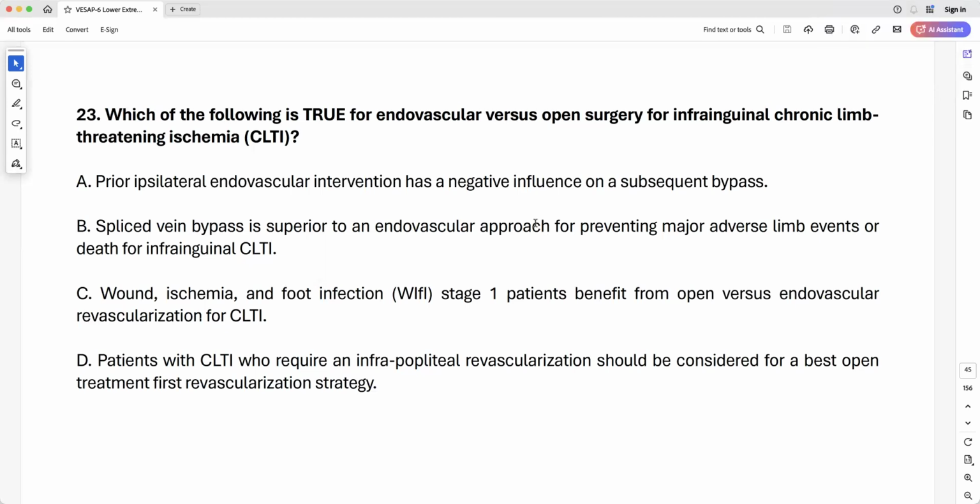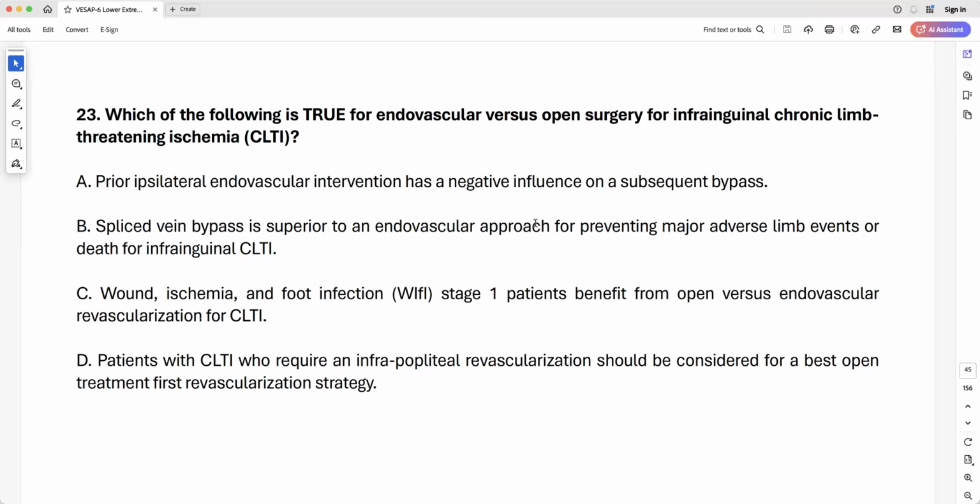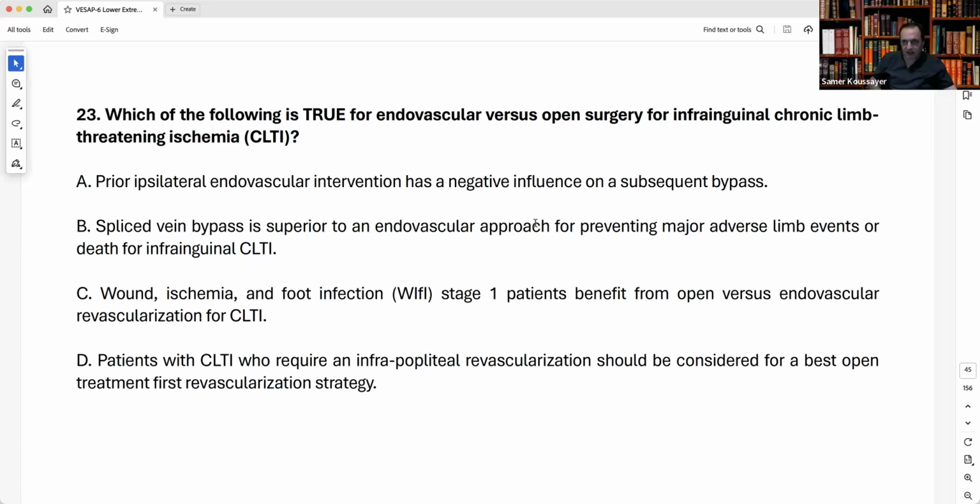I think both conclude open is better. No, not both. They're against each other. That's why they hate each other. They have different conclusions, exactly the opposite. BASIL concludes open is better than endovascular, with good quality vein.